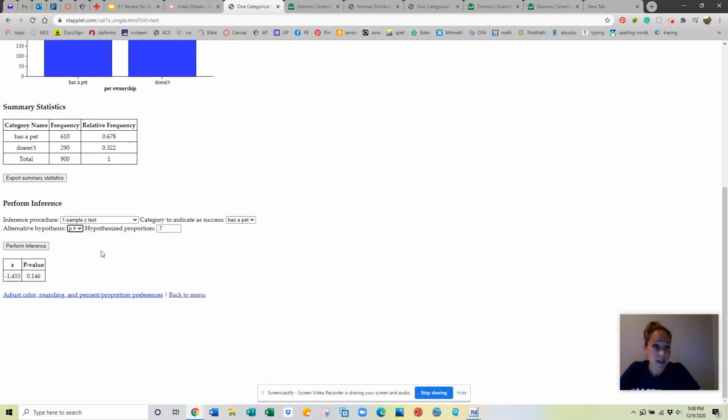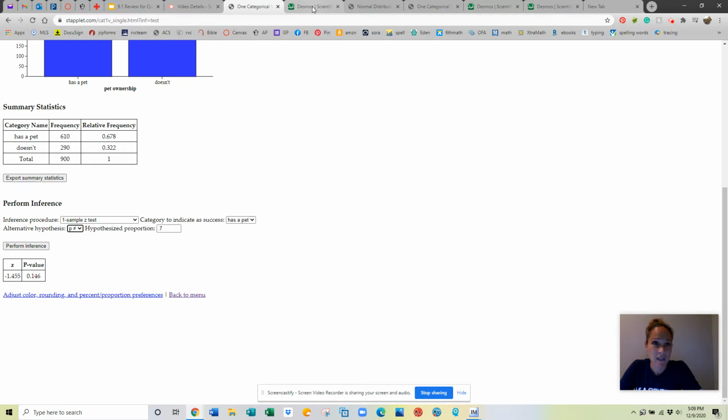I put the not equal to because we want to show that it differs from 70%. So we are going to have a two-sided or two-tailed test. And the test statistic that we get here is negative 1.455. The p-value of that test statistic in either direction, so negative 1.455 or lower, or positive 1.455 or higher.